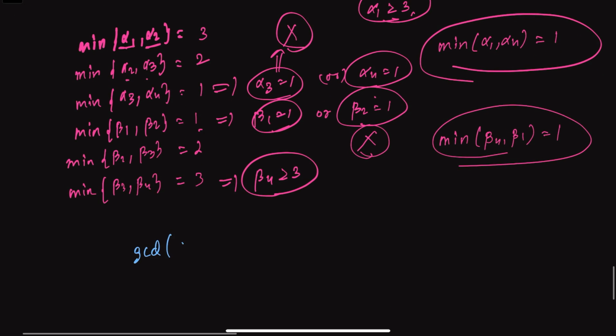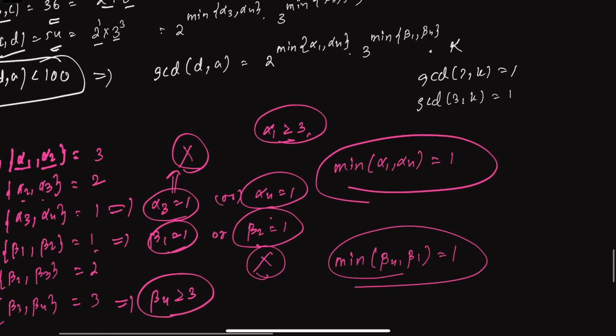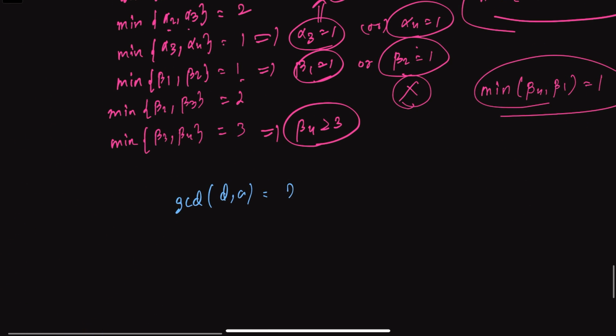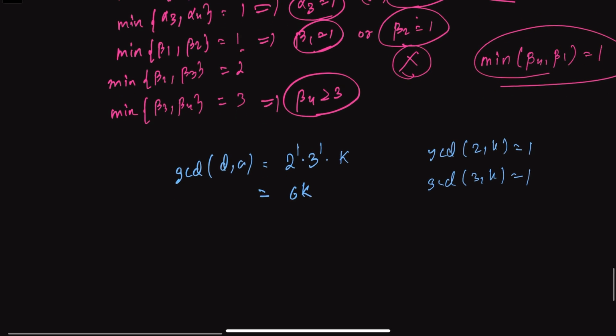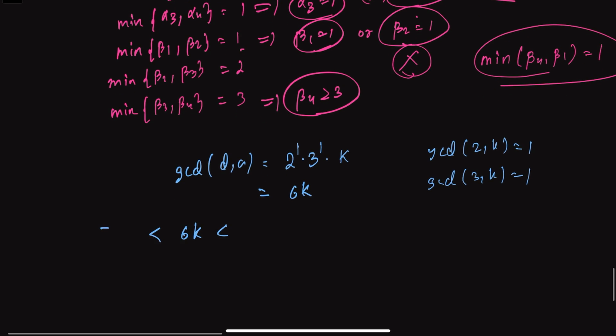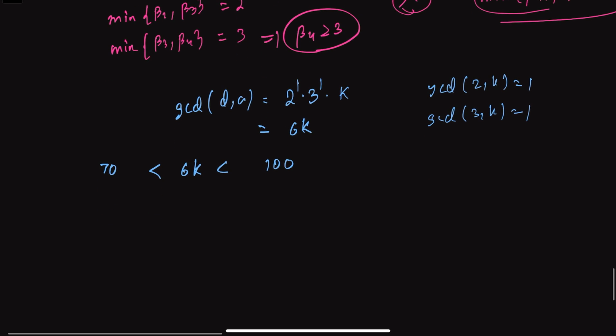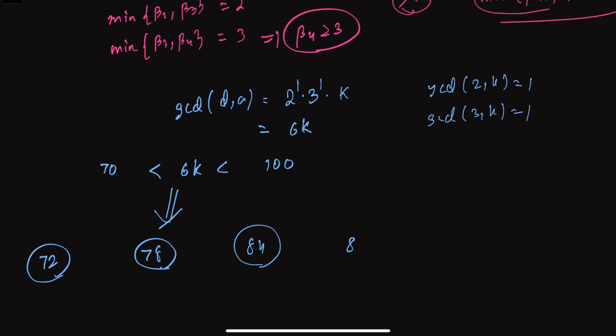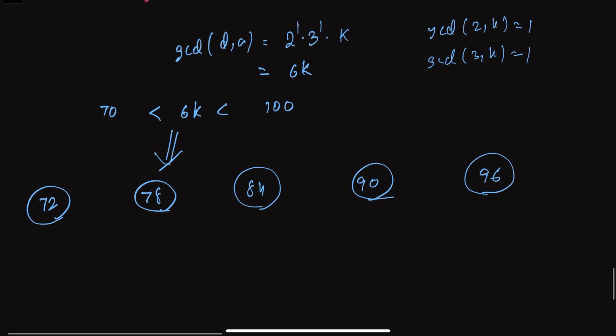So we have GCD of D comma A as 2 to the power minimum of alpha 1 comma alpha 4, 3 to the power minimum of beta 1 comma beta 4. So that means 2 to the power 1 into 3 to the power 1 into K, where GCD of 2 and K is 1, and GCD of 3 and K is also 1. So that is 6K. And we were given that 6K is in between 70 and 100. So that means 6K can be 72, 78, 84, 90 or 96.